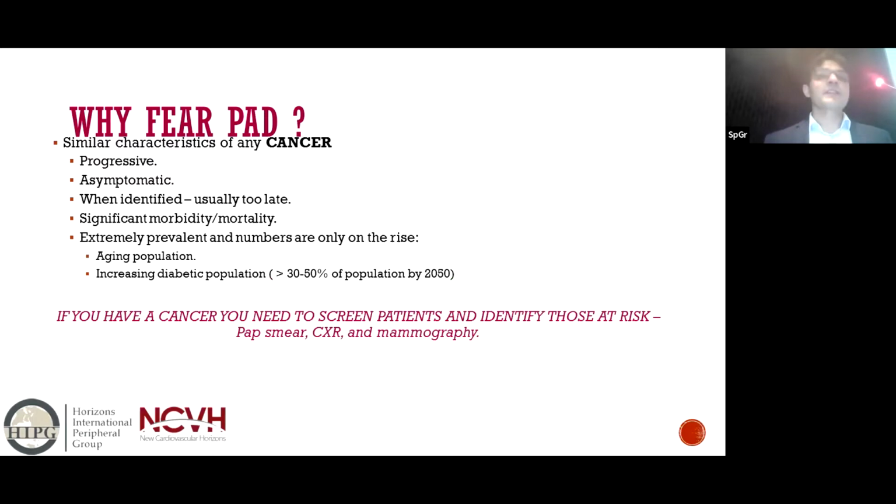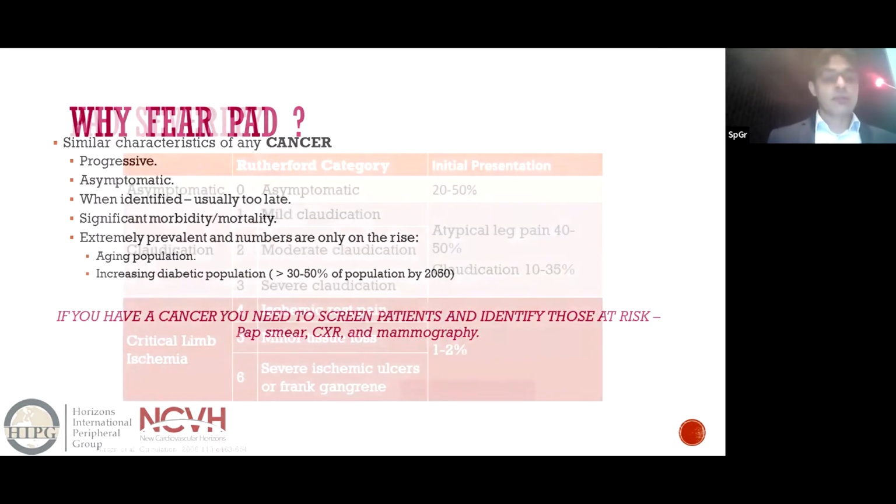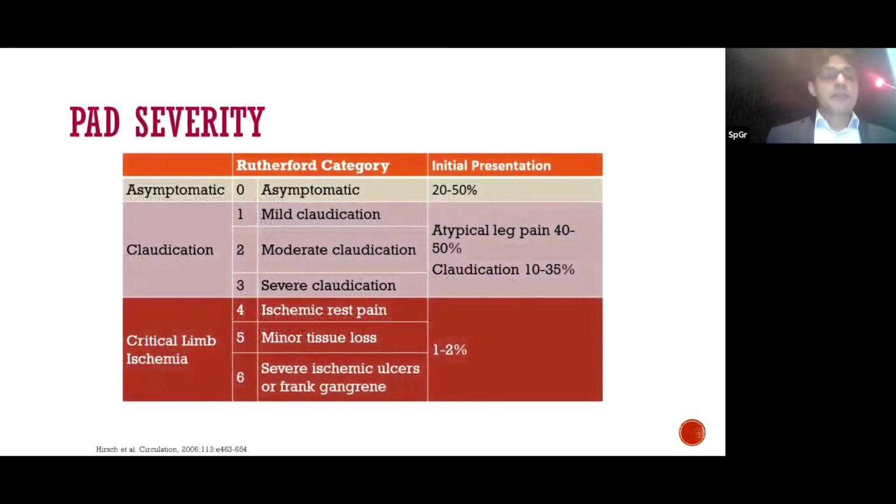I mean, it's just like cancer. It's slowly progressive, and most of the time it is asymptomatic. By the time you diagnose it, it's fairly late. Either they have heart attacks or they have amputations. And the incidence is increasing because of the increasing number of patients who have diabetes or are getting older. So just like we do screening for cancer, why don't we do this type of aggressive screening for PAD?